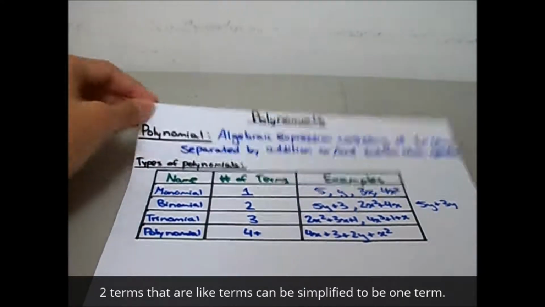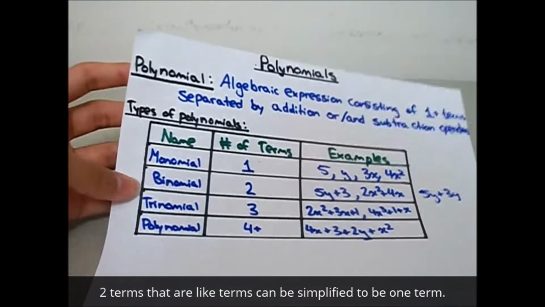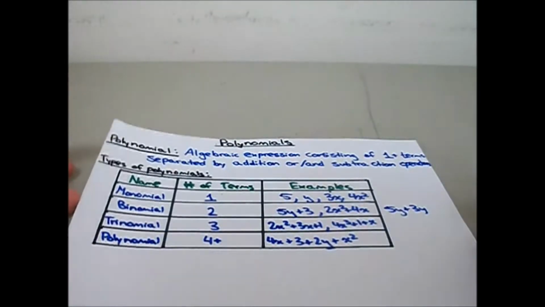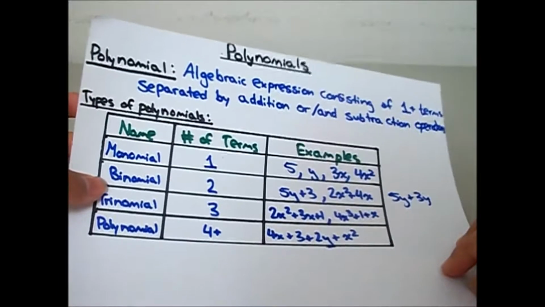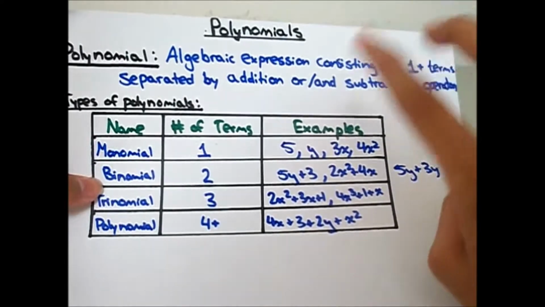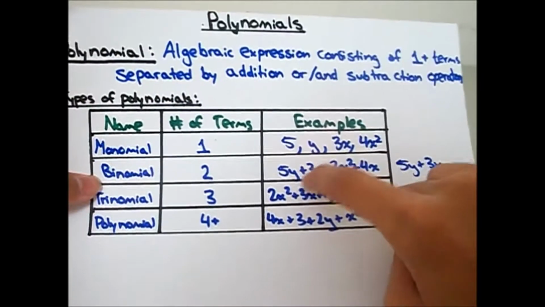So the prefixes are pretty easy to remember. Mono meaning 1, bi meaning 2, tri meaning 3, and poly meaning multiple. Technically, I guess that every number or variable can be a polynomial. For example, you can notice that something like this is a binomial since there are two terms, 5y and 3, and it's separated by an addition operator.